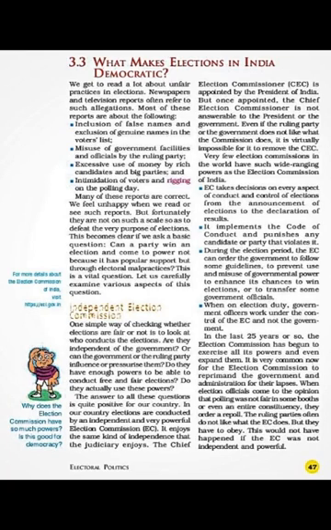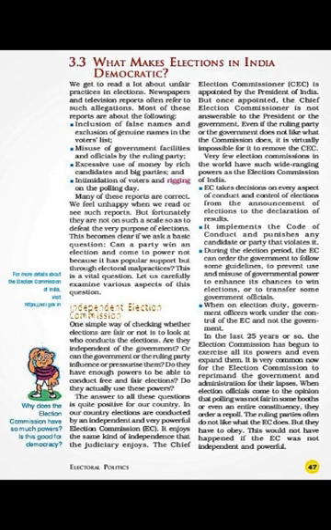Now page 47, students, here we have to discuss the topic: what makes elections in India democratic. So we get to read a lot about unfair practices in elections. Newspaper and television reports often refer to such allegations. Most of these reports are about the inclusion of false names, fake names, and exclusion of genuine names in the voter list.